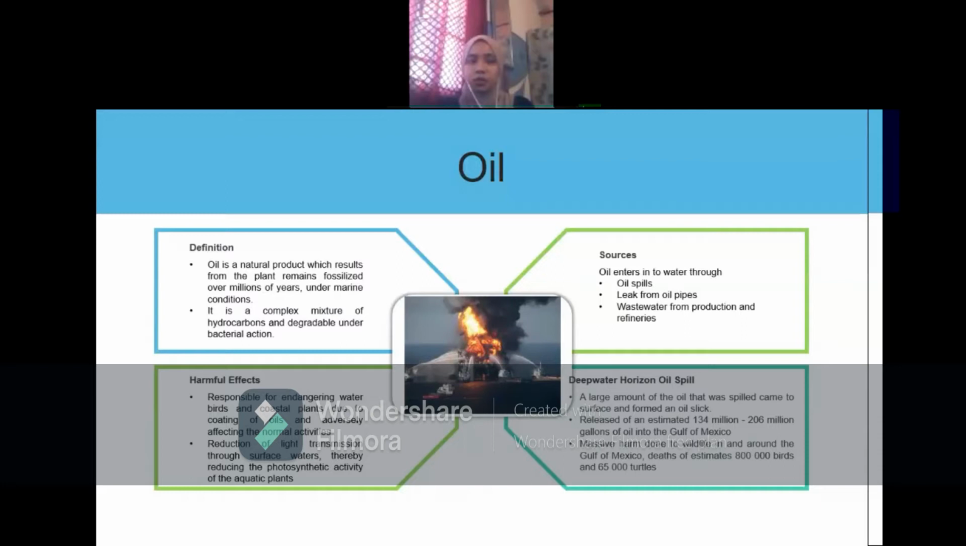So this pollutant is also responsible for endangering water birds and coastal plants due to coating of oil and adversely affecting the normal activities. It also results in reduction of light transmission through surface water, thereby reducing the photosynthetic activity of the aquatic plant. So one of the largest marine oil spill in history are the explosion on the Deepwater Horizon oil rig located in Gulf of Mexico in 2010. A large amount of the oil that was spilled came to the surface and formed an oil slick.